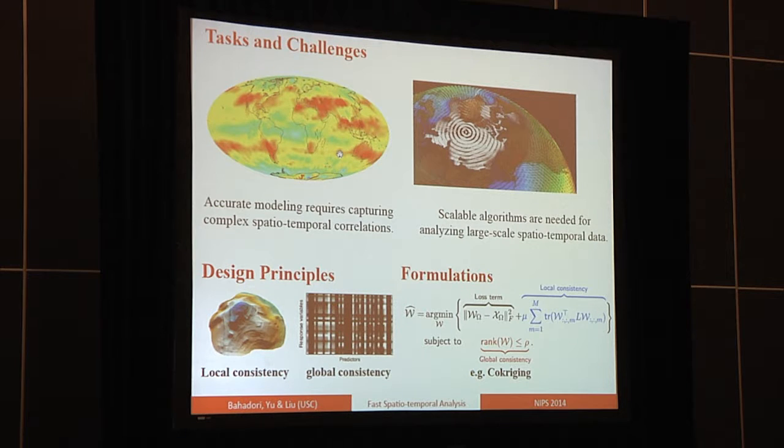Using the co-kriging task as an example, we formulate it as a tensor completion task, where we're interested in learning a tensor W, which minimizes the difference from the data X at the observed location set omega. We enforce local consistency via the Laplacian regularizer L, and global consistency via the tensor low-rank constraint.